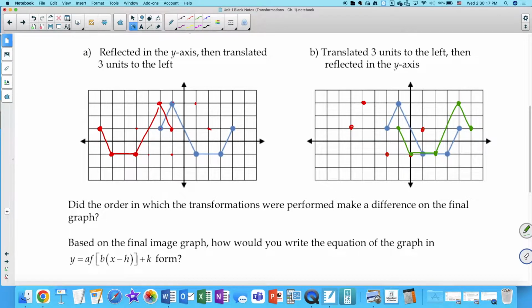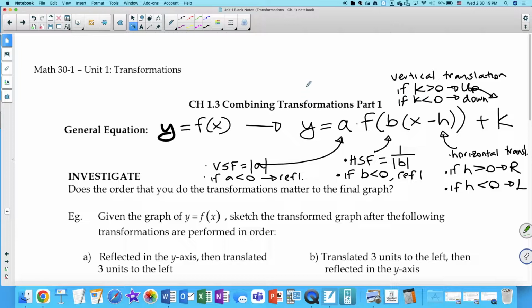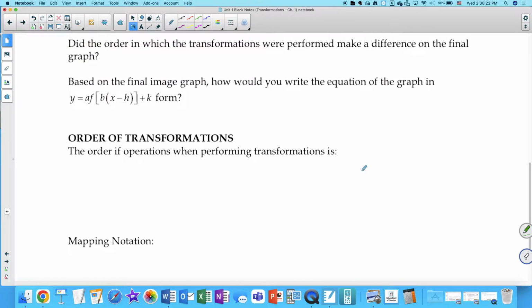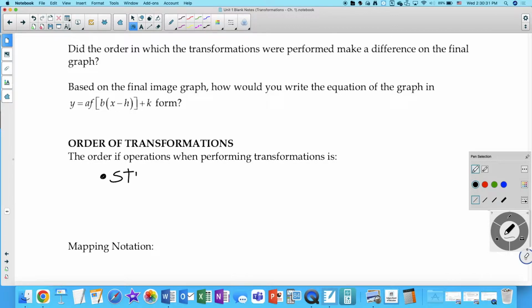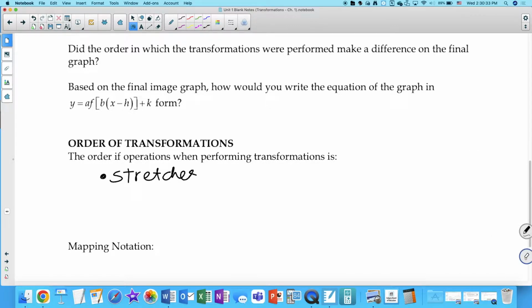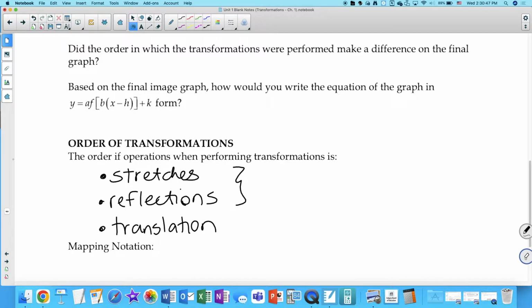And when you're given something in this form, the general rule of thumb is to do stretches first, then reflections, then translations. But in reality, these could be done in either order or at the same time.